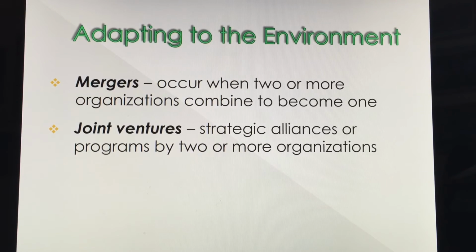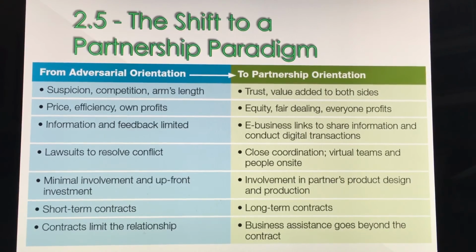One way to adapt to the environment is mergers. Two organizations combine to become one. Joint ventures, strategic alliances, or programs are run by two or more organizations. You can merge to avoid some environmental problems. Start a joint venture where you try to do something that's new or different that won't lose a lot of money. Shift to the partnership paradigm. If you have a partner, as you see, you can often resolve a lot of the problematic issues on the left. And probably within the last year, there have been more mergers than in the last 20 years.